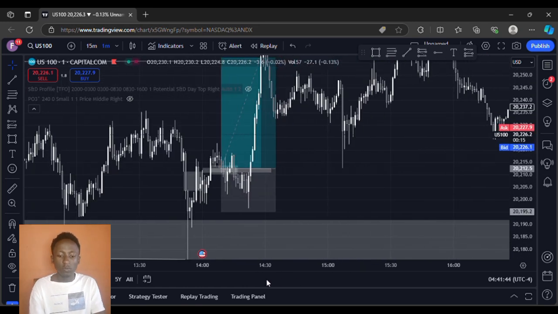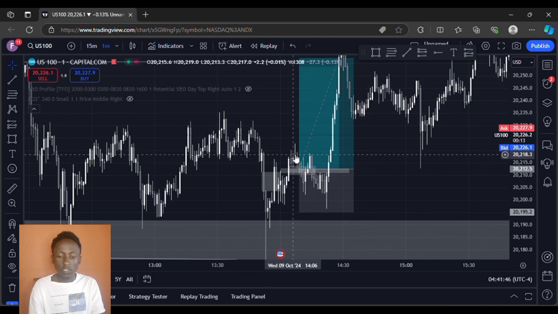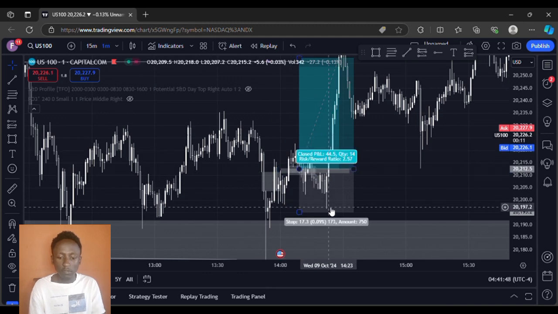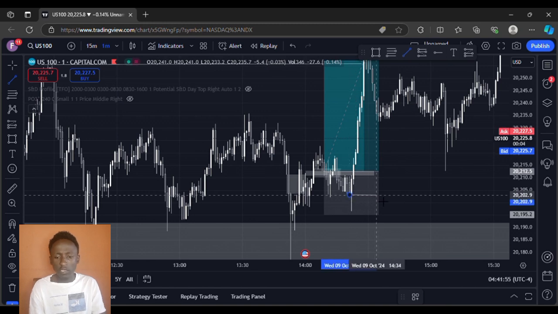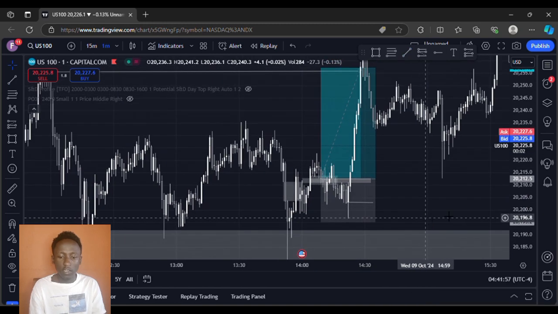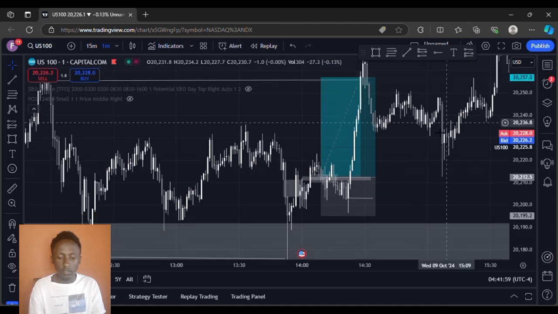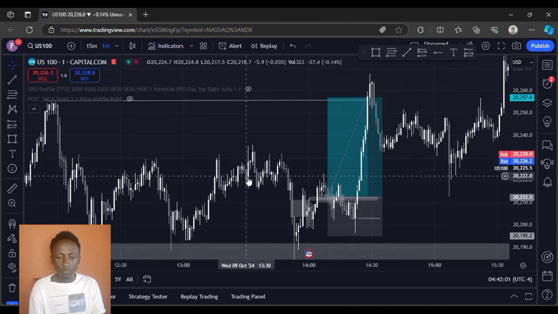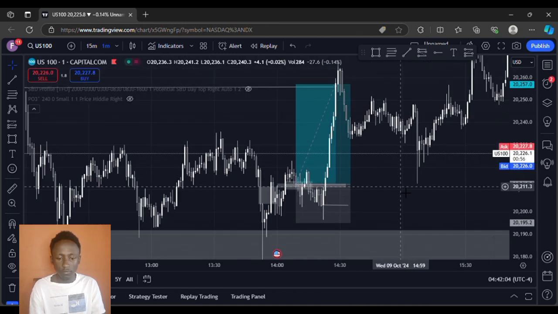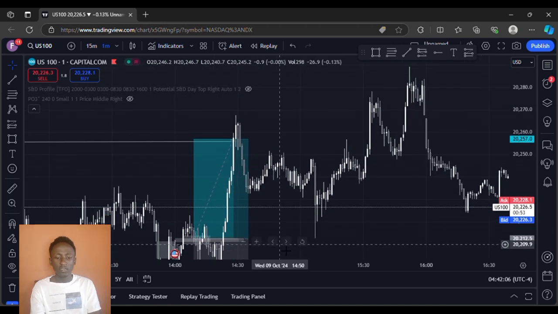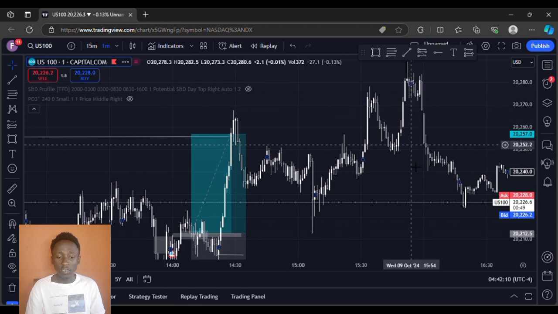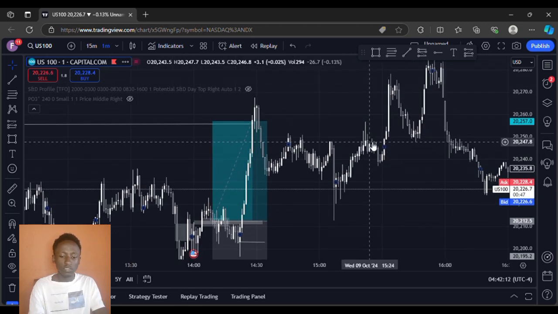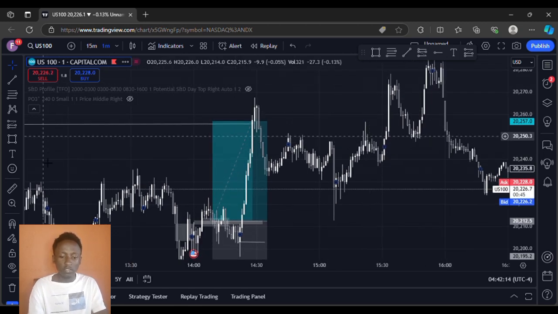Price came in, chopped around. I was in drawdown. I got out around this level. It was a small loss, like a $20 loss, before price pumped straight to buy side. I did after price took out my buy side level. I didn't want to take another trade since the objective of the trade had been reached.